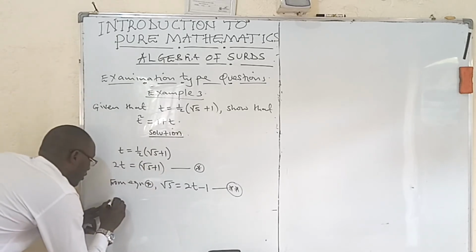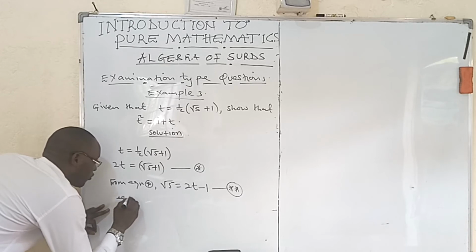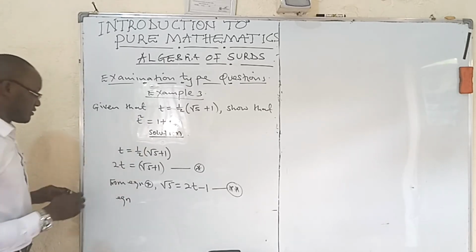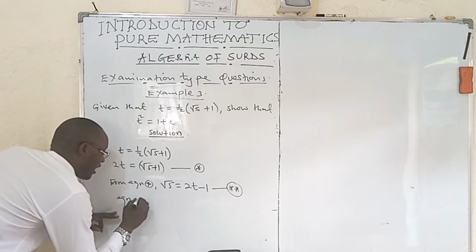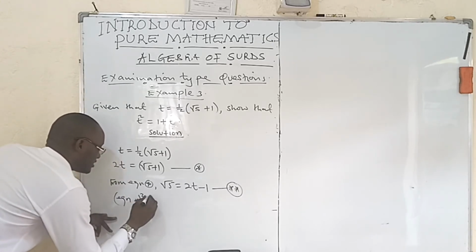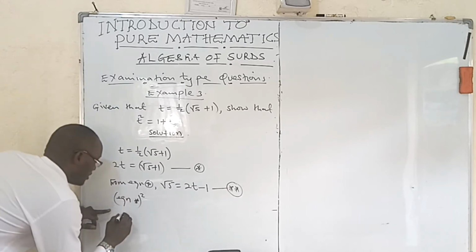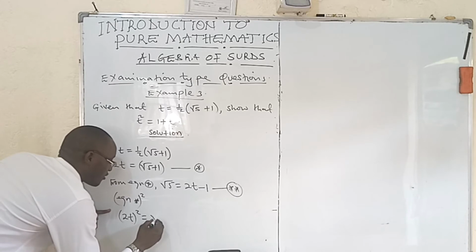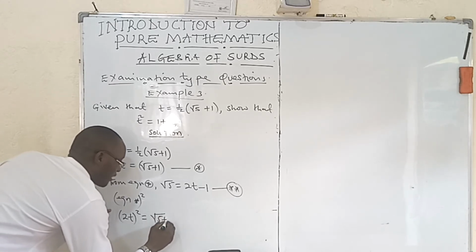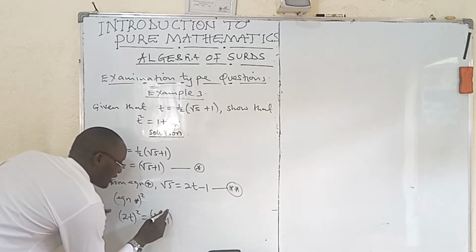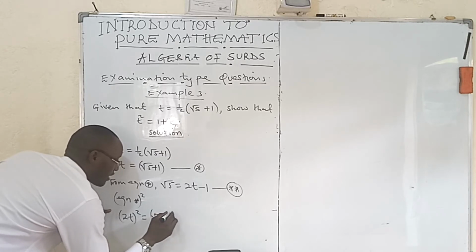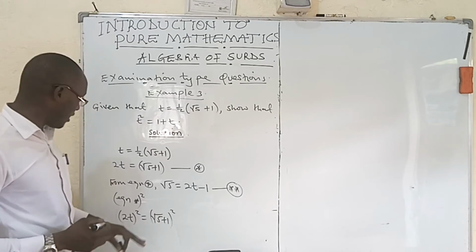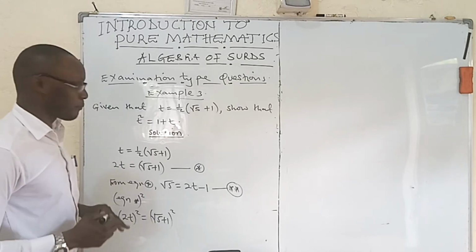Still from equation star 1, because the examiner is talking of t squared, I can go and square this. Equation star 1 squared, okay, is going to give me 2t bracket squared, which is now equivalent to root of 5 plus 1 bracket squared. Remember, root is only on 5 squared. Very interesting. Let us go and expand this and then try to see where it pushes us.